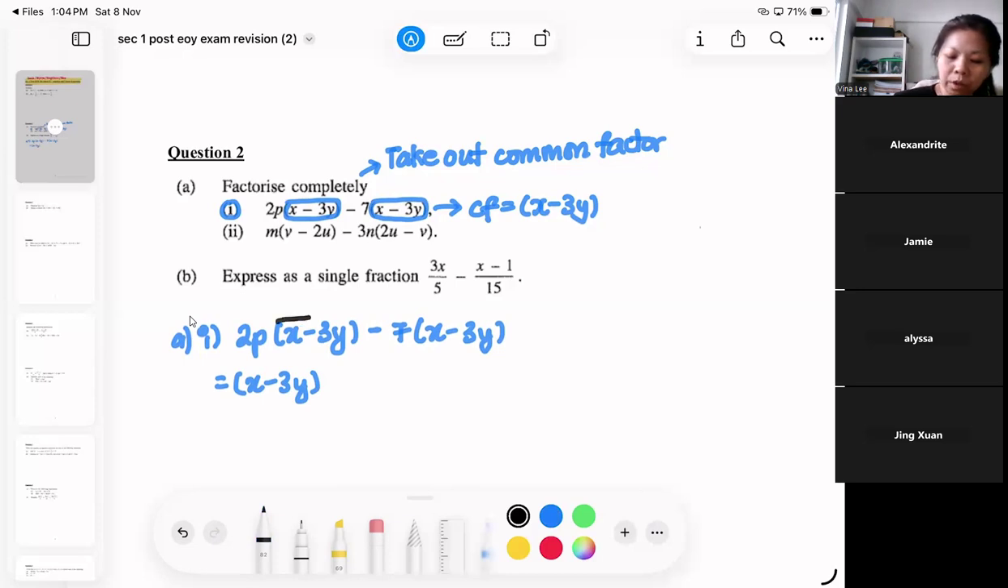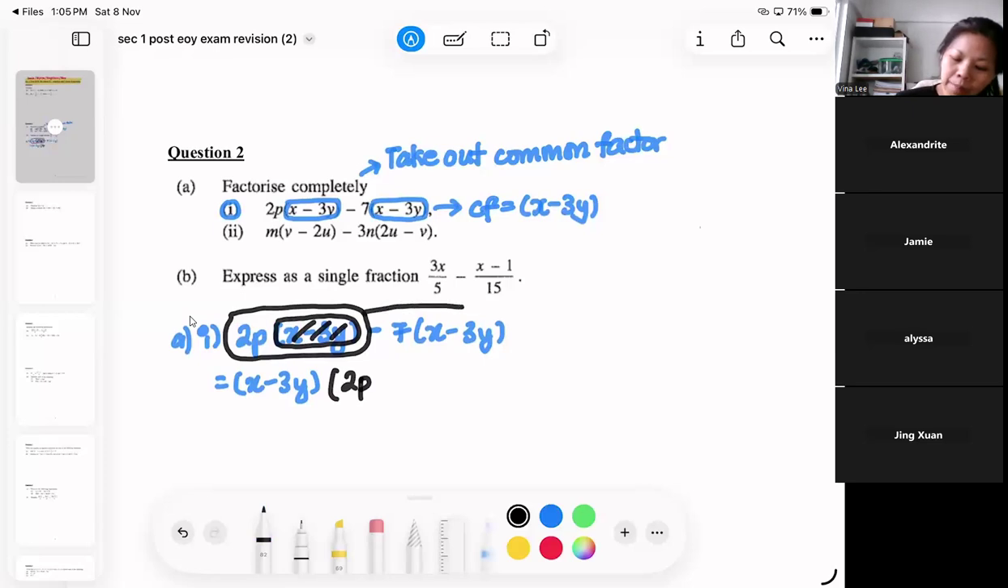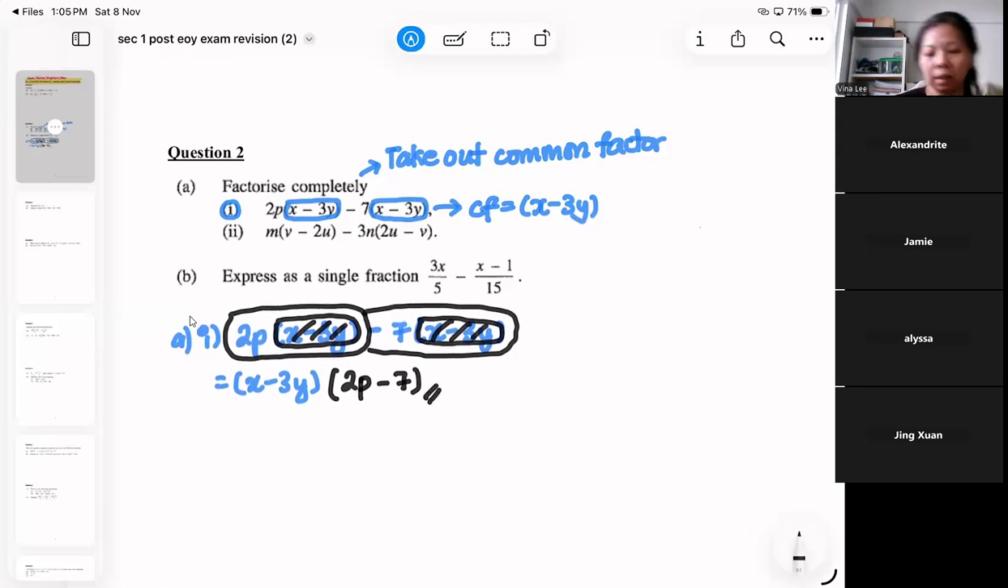So you imagine you took this out from this bubble, you'll be left with a 2p. For the second bubble, if you imagine you take this out from the second bubble, you will get a -7. So this is the factorized answer.